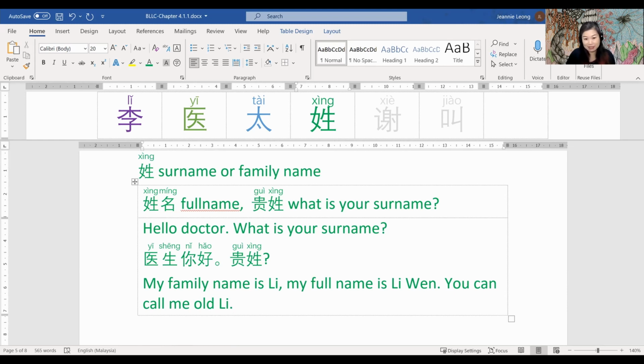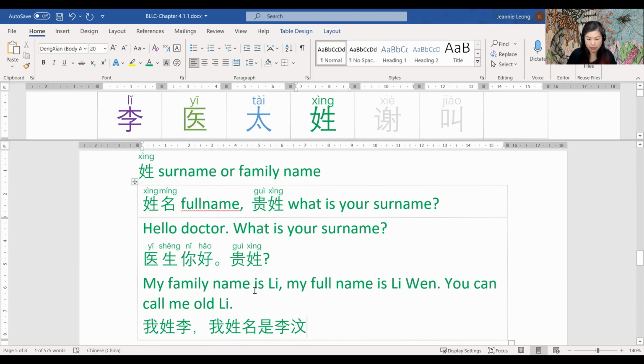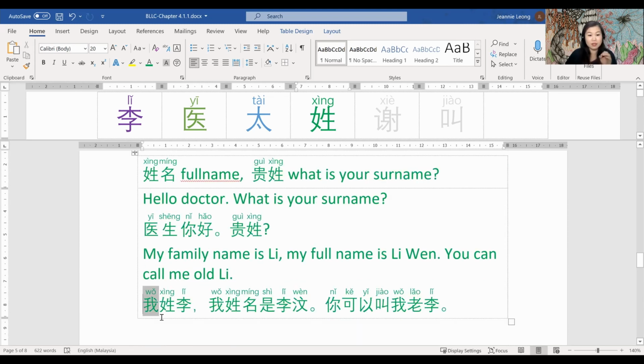The doctor's being very friendly to me because hey, I discovered later that he was my ex-boyfriend, so he's gonna say my family name is Li or my surname is Li, my full name is Li Wen, but you can call me old Li. So in Chinese, 医生 says 我姓李，我姓名是李问。李问, the Wen in this case is just a name. 你可以叫老李。So what does the doctor say? 我姓李，我姓名是李问，你可以叫我老李。Okay, Dr. Lao Li, thank you for introducing yourself.